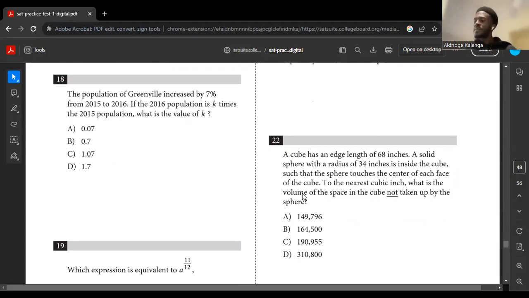All right. So it says a cube has an edge length of 68 inches. A solid sphere with a radius of 34 inches is inside the cube, such that the sphere touches the center of each face of the cube.